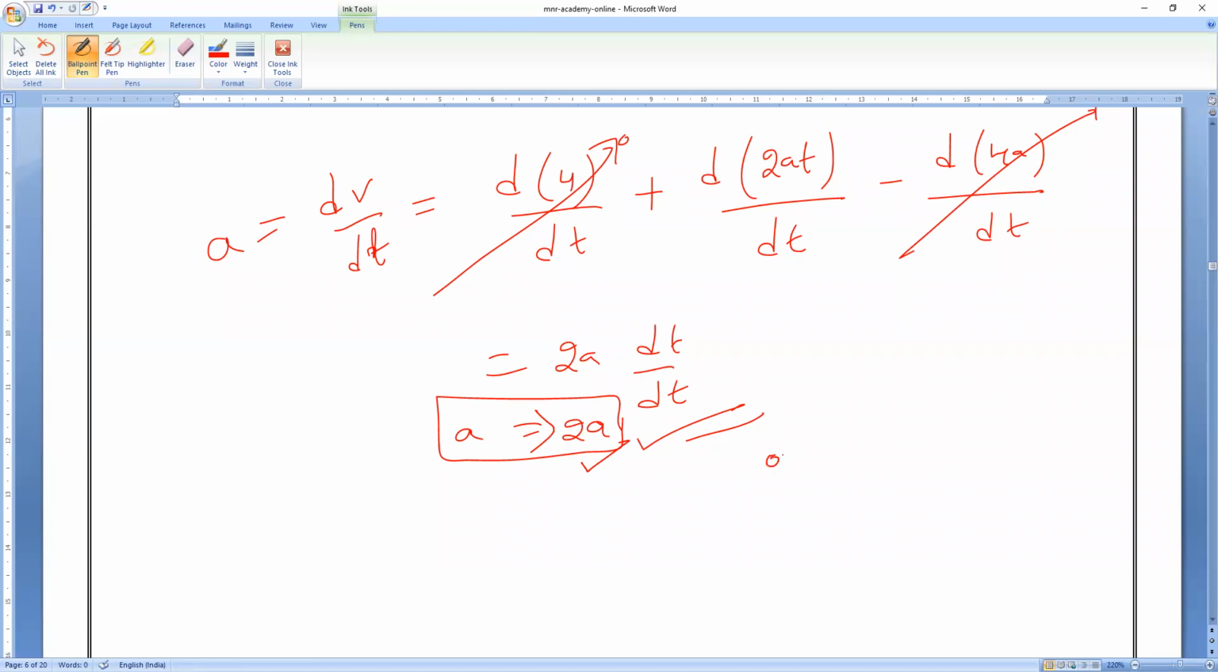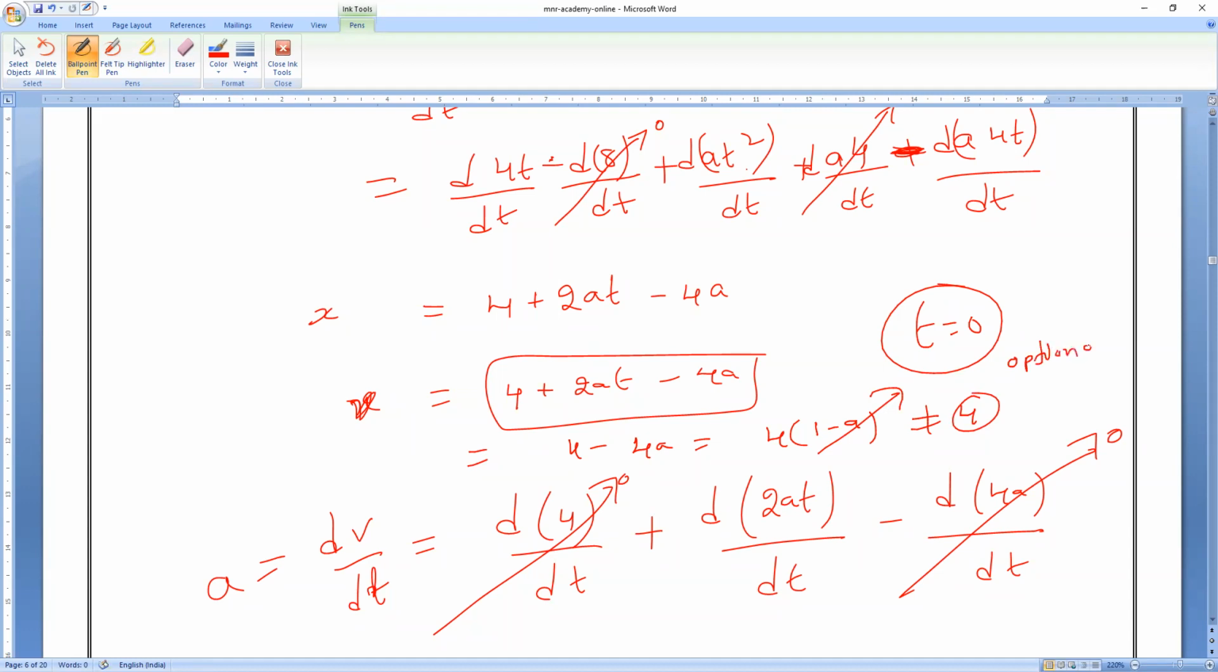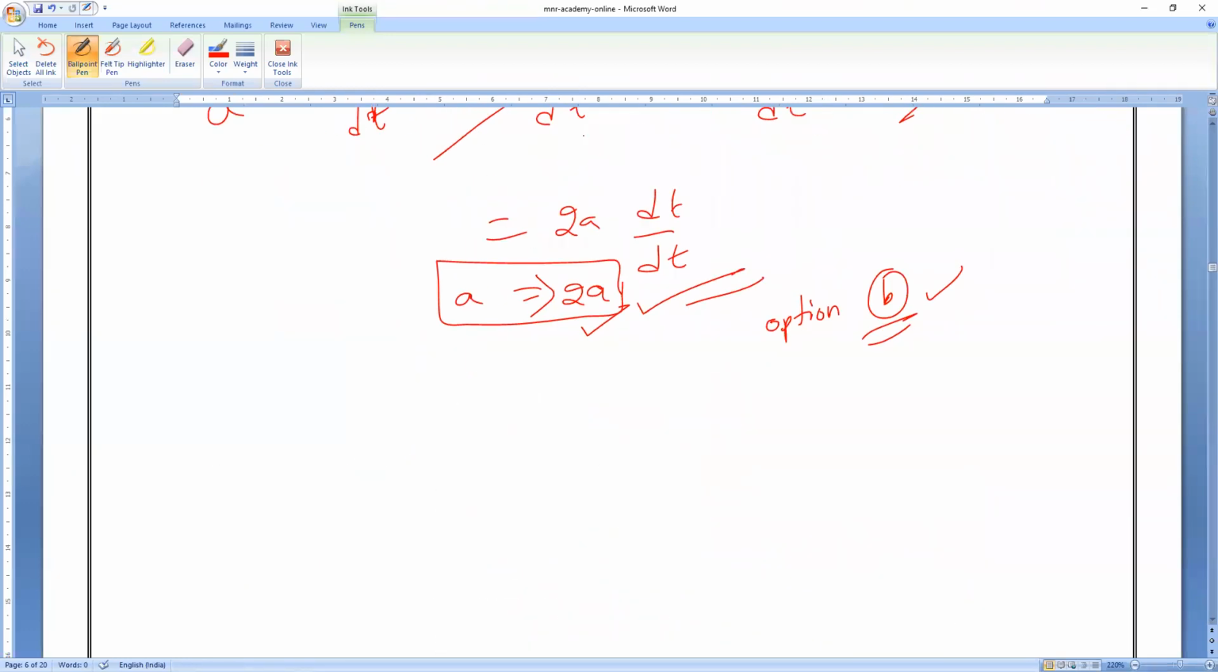So what is the correct option? Option B. If you substitute t equal to 0, we get the initial velocity: 4 minus 4a, which is 4 into 1 minus a, but it is not equal to 4. So option A is also wrong. What is the correct option? Option B. Is it okay, Pradosh? Have you solved?